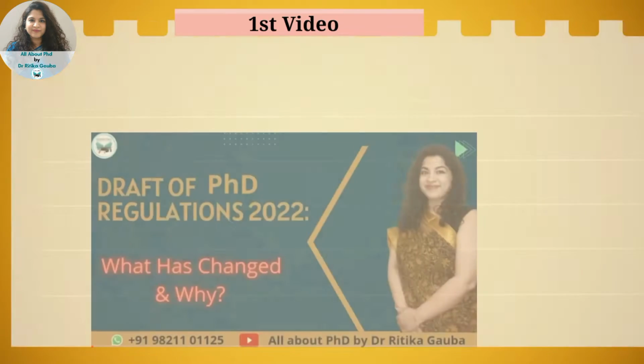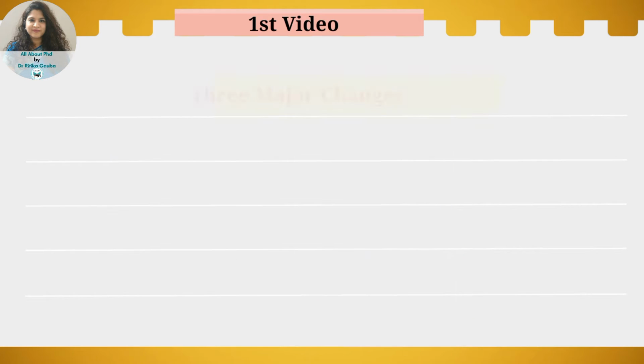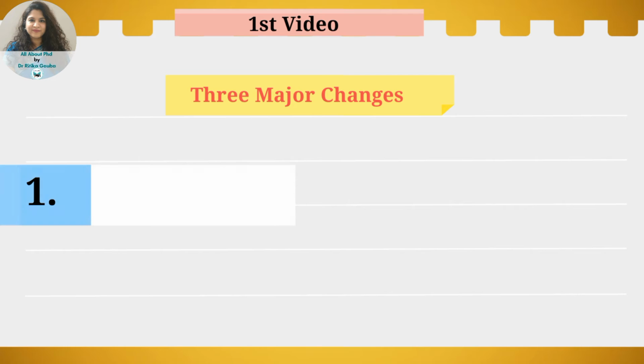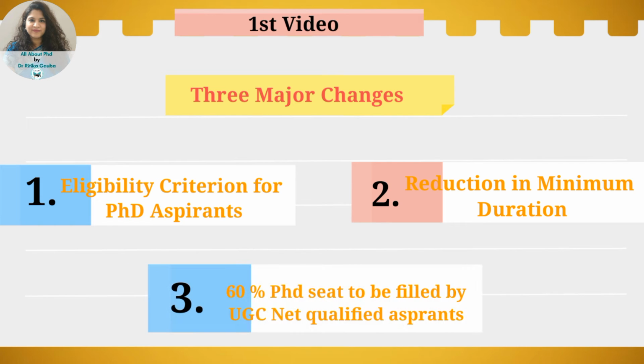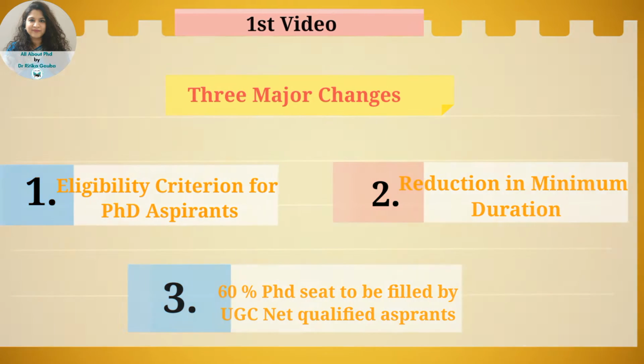In the first video, if you remember, we had discussed 3 changes. The first change was related to the eligibility criteria. The second change related to the minimum duration of pursuing your PhD. And the third change related to reserving seats for PhD aspirants who have qualified UGC NET.